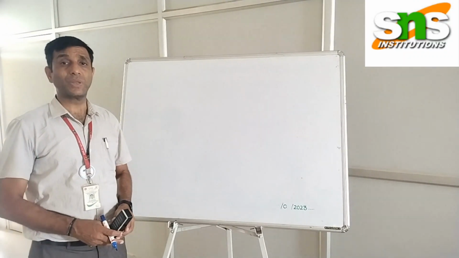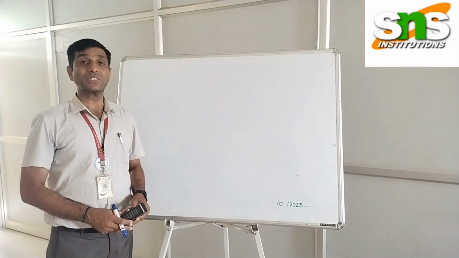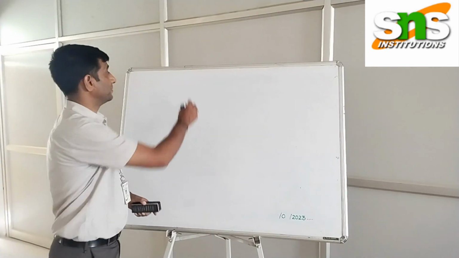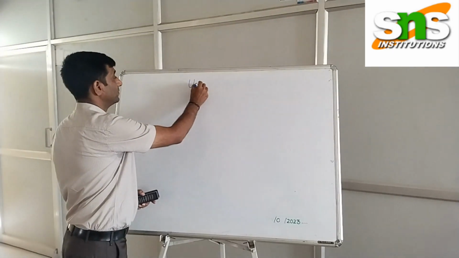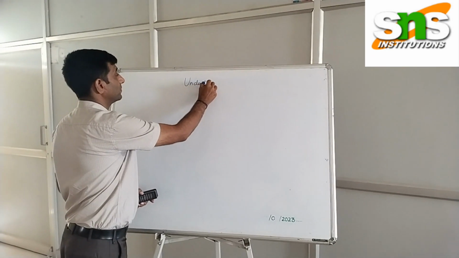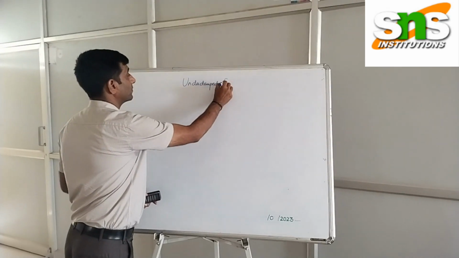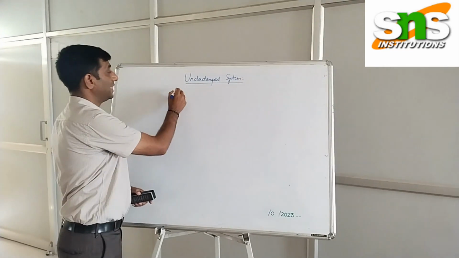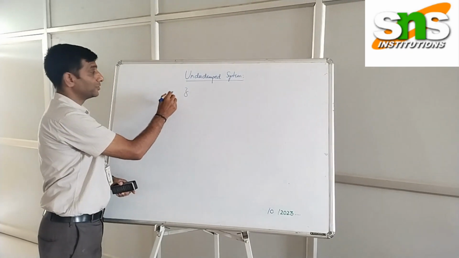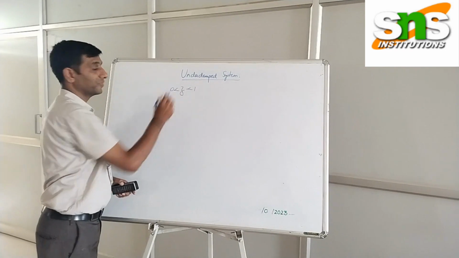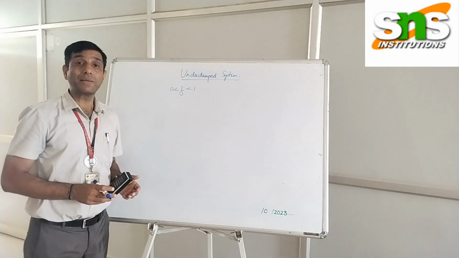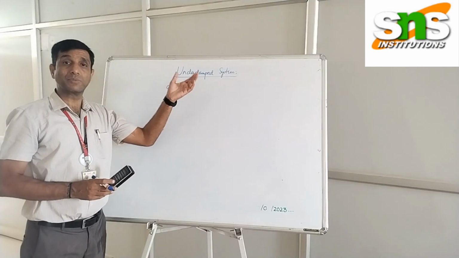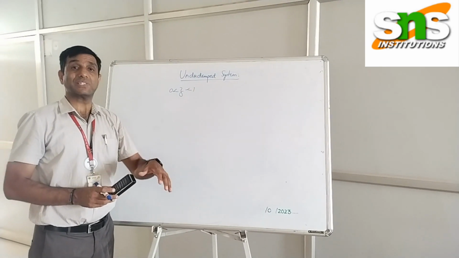Good evening. In today's lecture series, we are going to discuss the response of a second order underdamped system. When the damping ratio zeta is between 0 and 1, the system is called an underdamped system. It is a complex system where you have both real and imaginary parts, and we have discussed this in our previous lecture series.